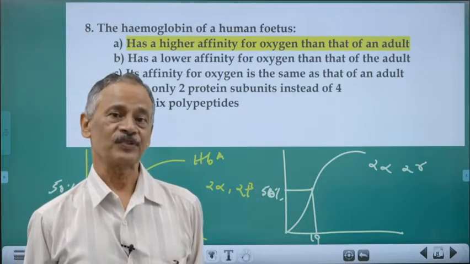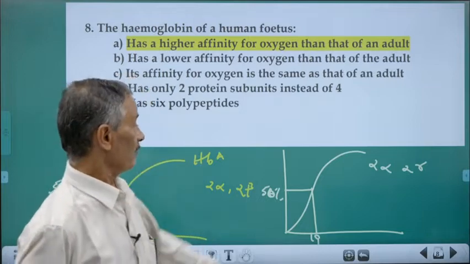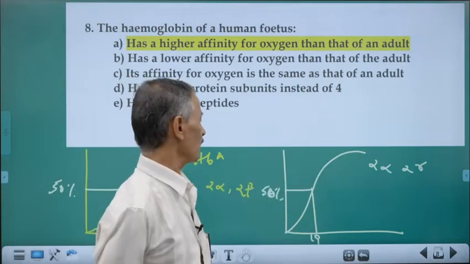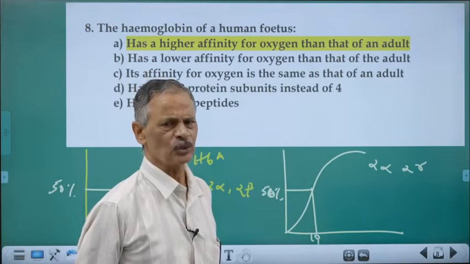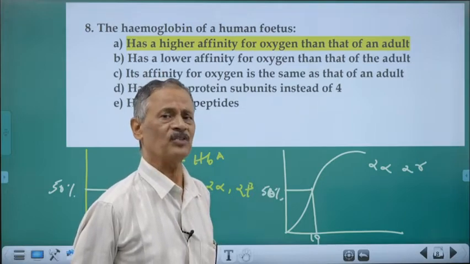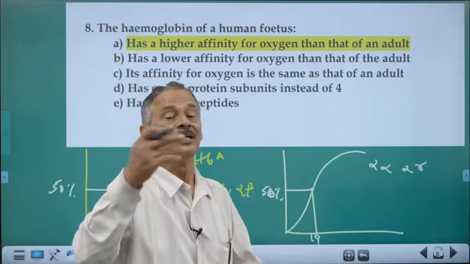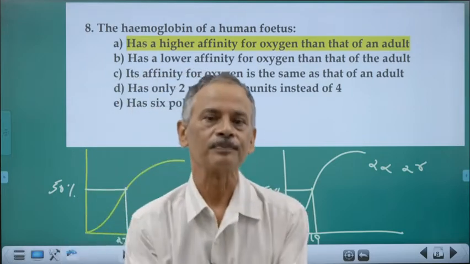Hemoglobin of fetus has two gamma chains and no beta chains. There is no change in the number of amino acids that are present, but their position is slightly different. That's all.